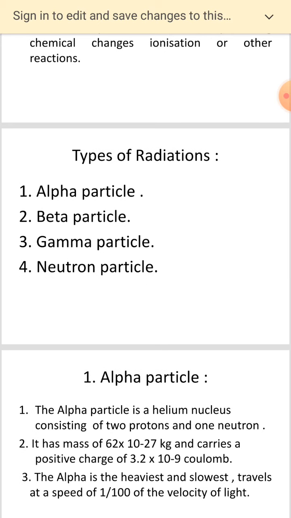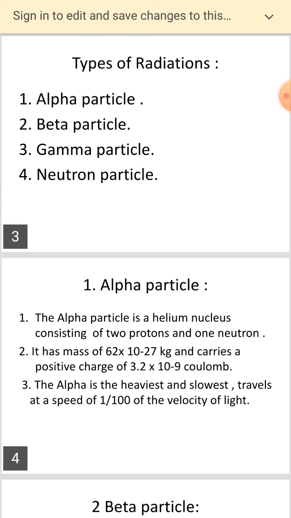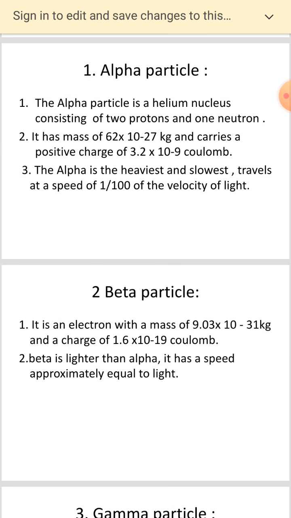Types of radiation. As I told just now, the different types of radiations are alpha particle radiation, beta particle radiation, gamma particle radiation, neutron particle radiation. Now in detail we'll see what you mean by alpha particle. The alpha particle is a helium nucleus consisting of 2 protons and 2 neutrons. It has a mass of 6.64 x 10^-27 kg and carries a positive charge of 3.2 x 10^-19 coulomb.